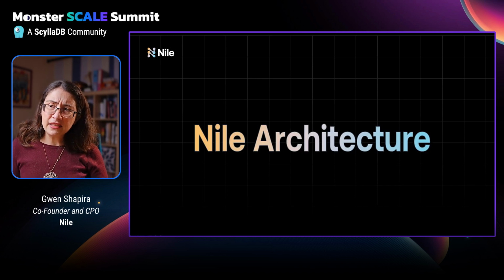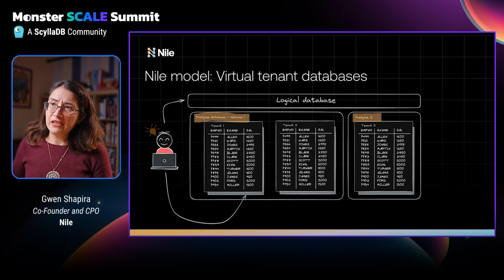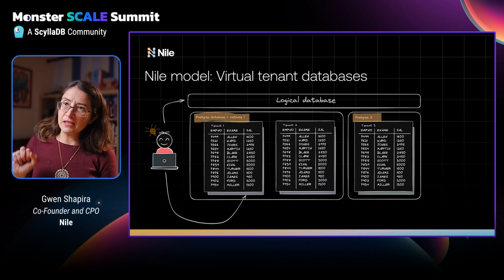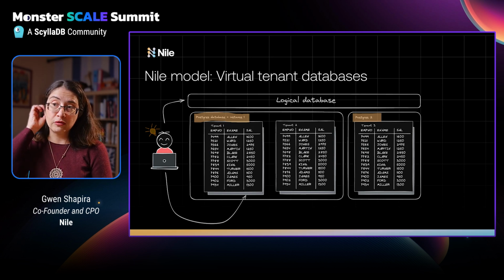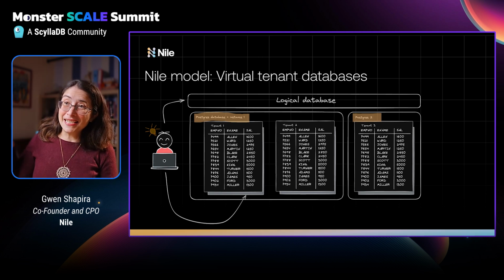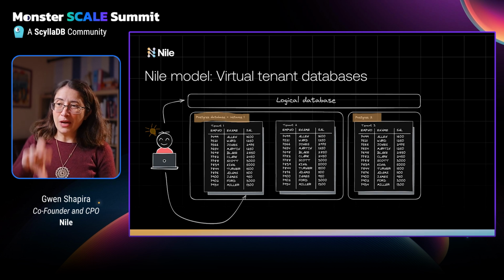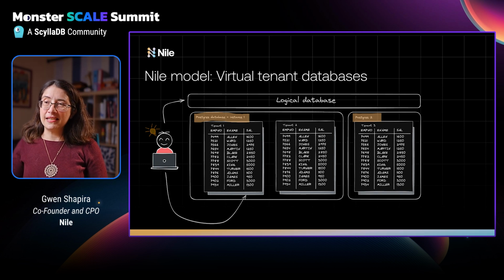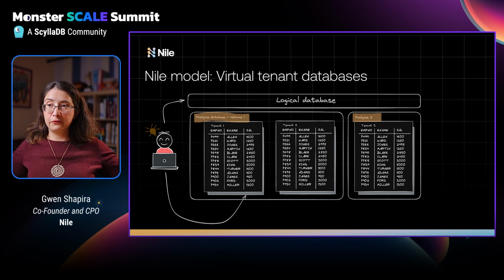So let's take a look at how we did it in general. As I mentioned earlier, we have the virtual tenant databases. You as a developer connect to a database, and it looks like a normal Postgres. We call it a logical database. Behind the scenes, you actually have the virtual tenant databases, and they could be distributed on a lot of Postgres instances.